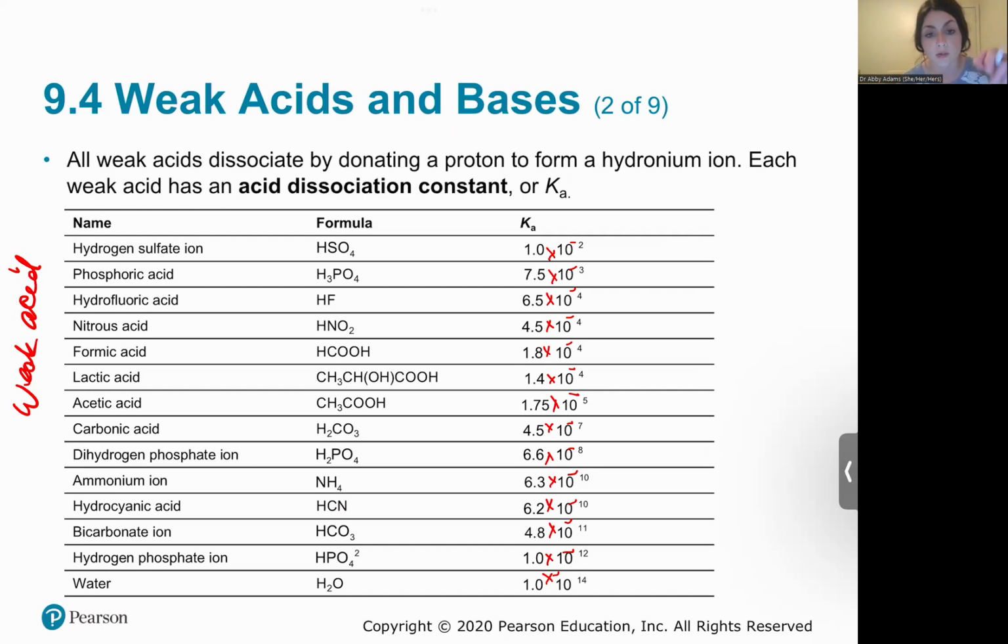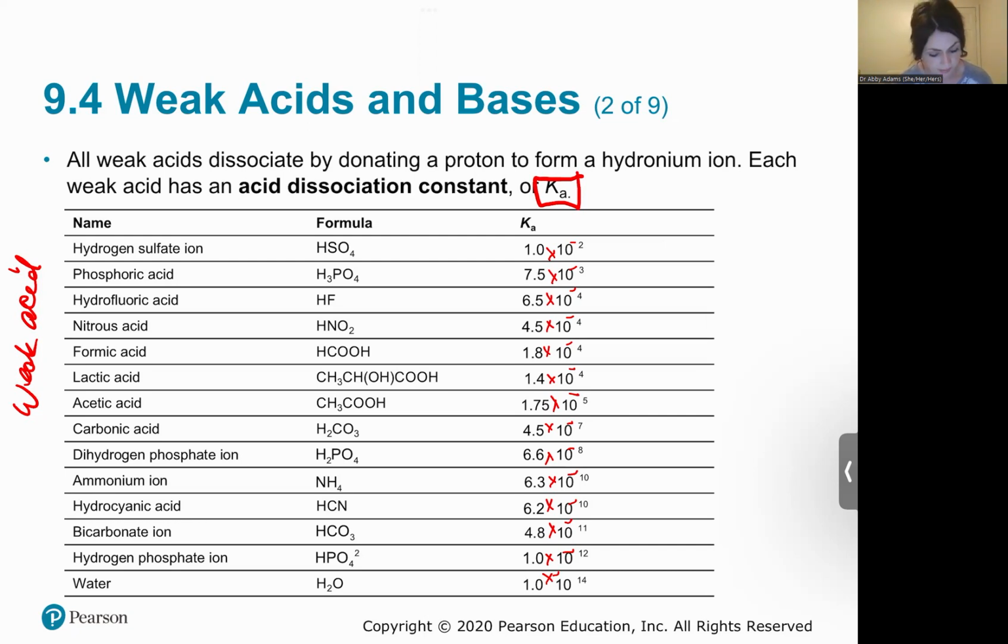So all weak acids are going to dissociate by giving away that proton, right? So they're not going to completely dissociate, but whenever they do, they're going to do so the same way by donating a proton. And then a hydronium ion is going to be formed in aqueous solution. So every weak acid then has a dissociation constant. It makes sense, right? So that is going to be referred to as the Ka. That is the acid dissociation constant.